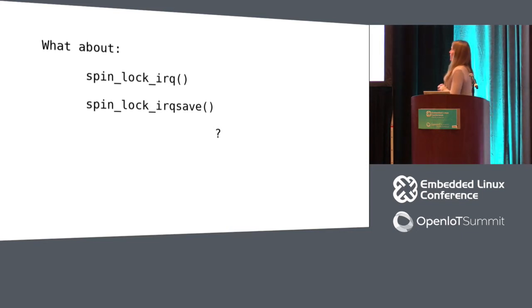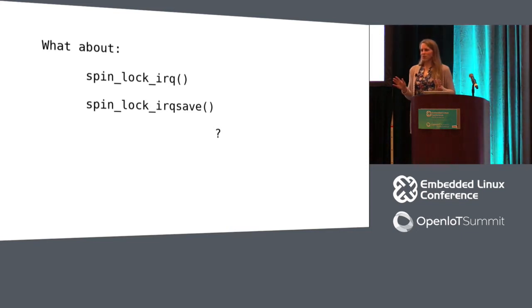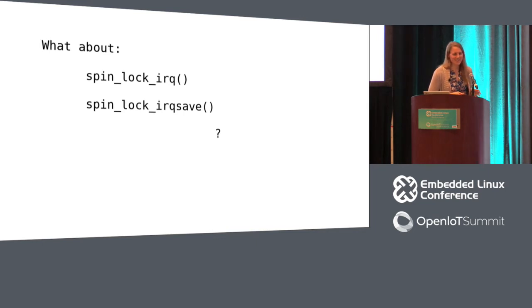So some of you might be wondering, okay, well, I don't see a lot of local IRQ disable, local IRQ enable calls in the driver's tree, but what I do see is a lot of these functions. I see spinlock IRQ, I see spinlock IRQ save. What's going on with them?